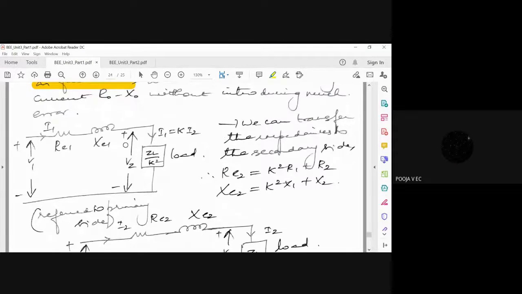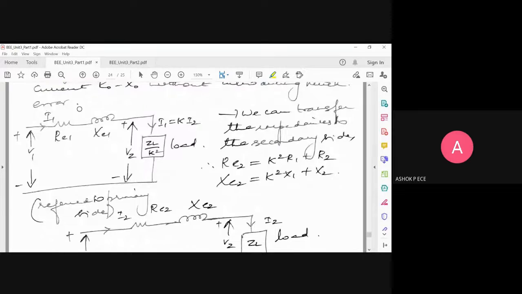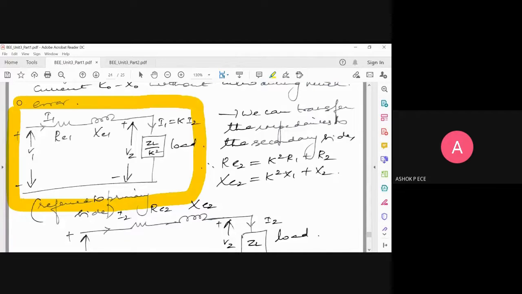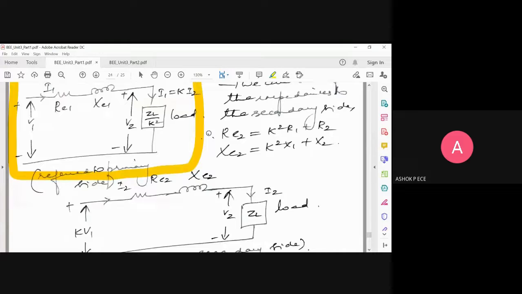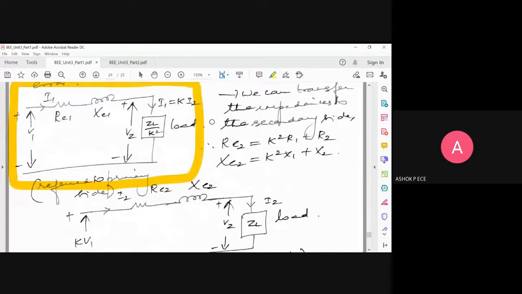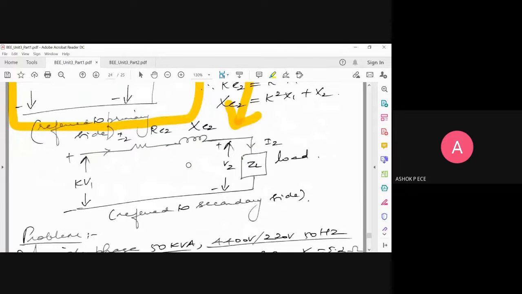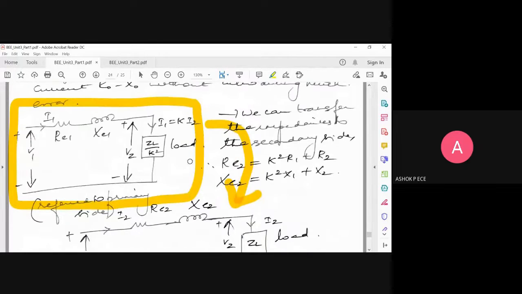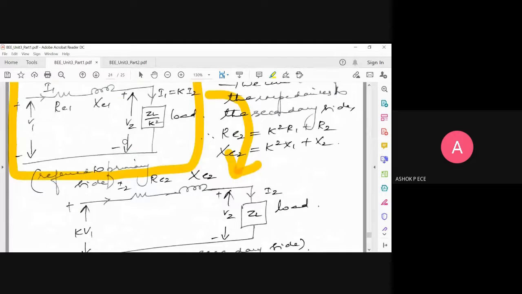Okay, sir. Yes. So this is the final simplified equivalent circuit referring to the primary side. I just made one change: I removed that R naught and X naught. And from this circuit I can draw the equivalent circuit referring to the secondary. I told you two possibilities are there. I can either draw the circuit referring to primary or referring to secondary.